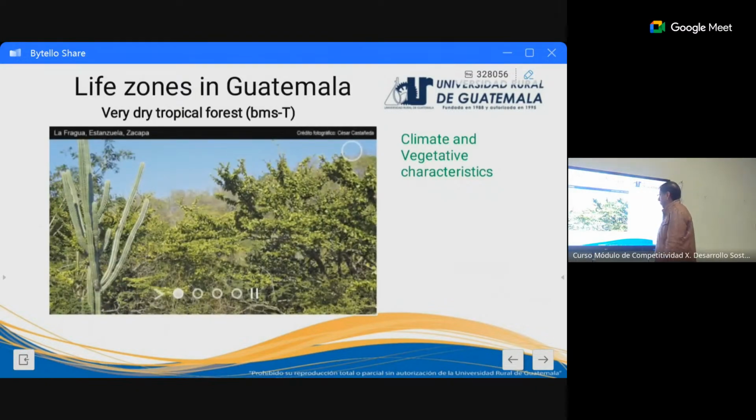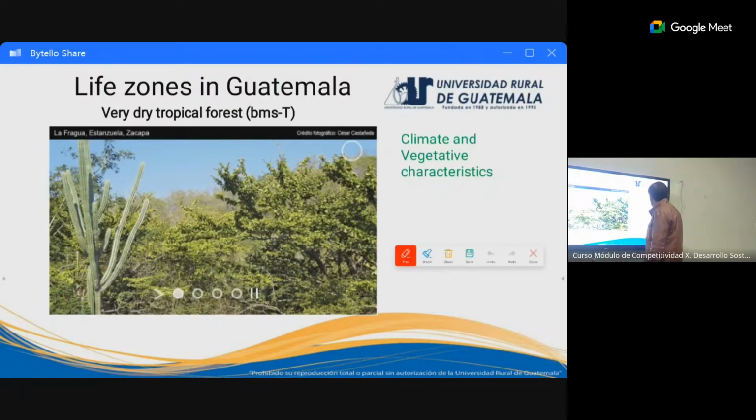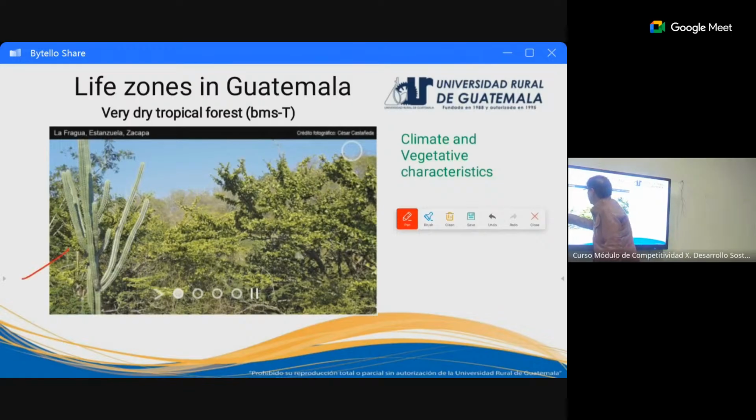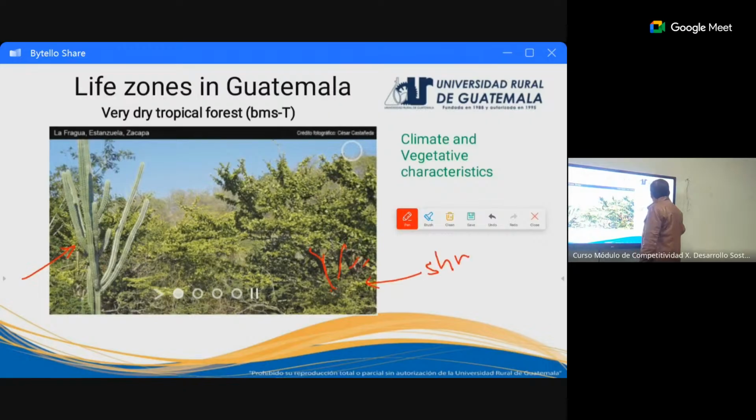So here we have a photo that was taken in La Fragua, Estanzuela, Zacapa, and here we can see some small trees or small shrubs, like a cactus here, or small trees like here, or maybe some shrubs, or bushes. Let me write down this word here, bushes.